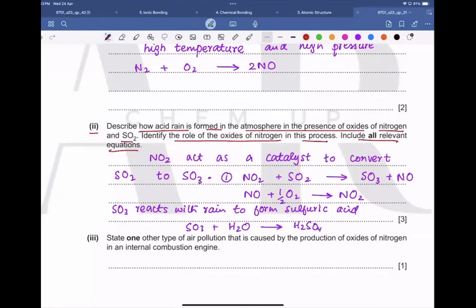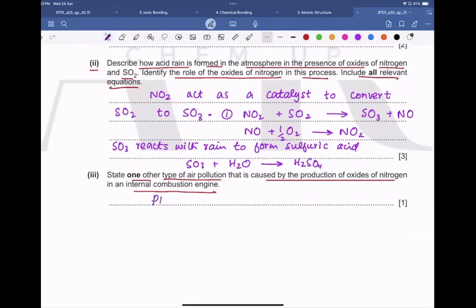Now, state one other type of air pollution that is caused by the production of oxides of nitrogen in an internal combustion engine. So yes, what is the other type of pollution? Who can recall? Yes, very good, Hassan. Very good, Alize. It's photochemical smog, which is caused by the formation of PAN, right? So till here, is this clear to all of you?